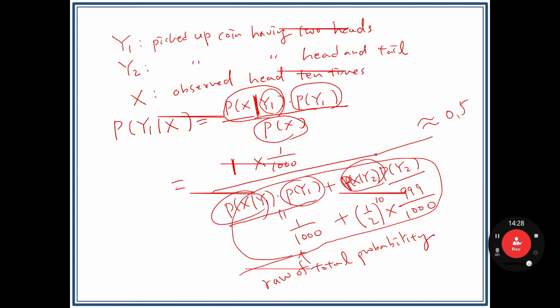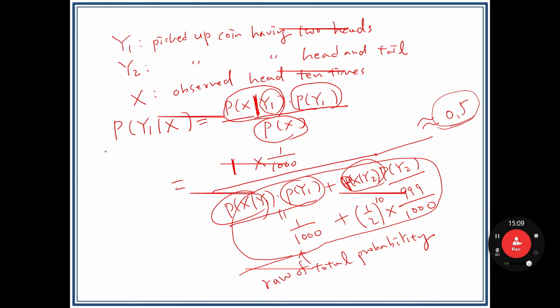So in the former case, it's very easy to pick up a normal coin, but it is very difficult to observe heads 10 times. But in the latter case, it is very difficult to pick up the coin having two heads, but once we picked up that coin, it's very easy to observe heads 10 times. So that's why the probability is very close to 0.5. It's a little bit greater than this value.